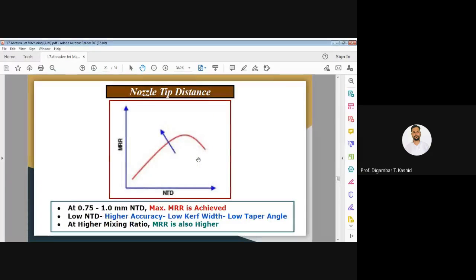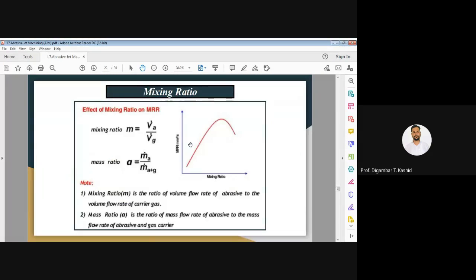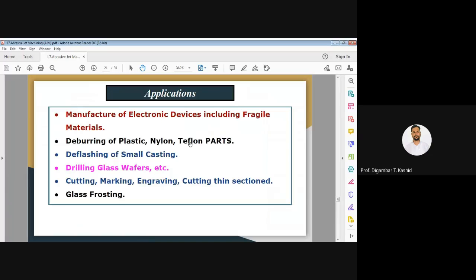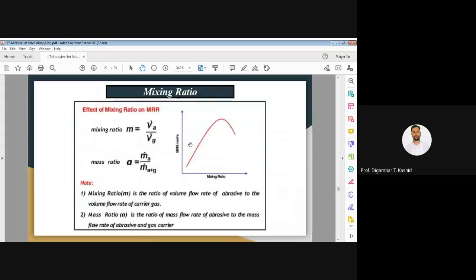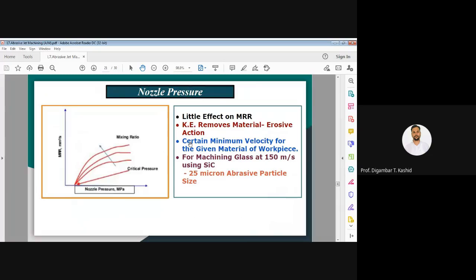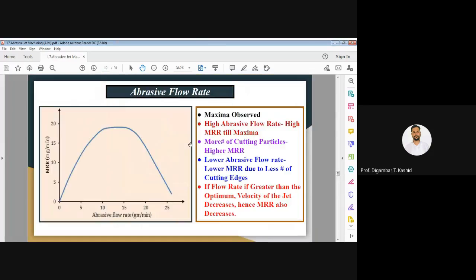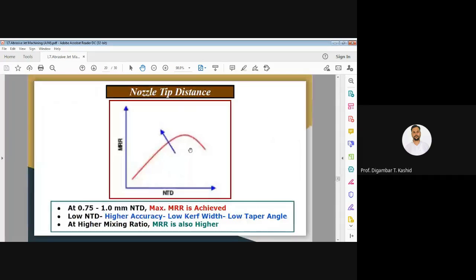Like that, the effect of the nozzle tip distance and the nozzle pressure mixing ratio I have shown here, and then we are going to discuss the capability and all. That remaining point we will discuss tomorrow.